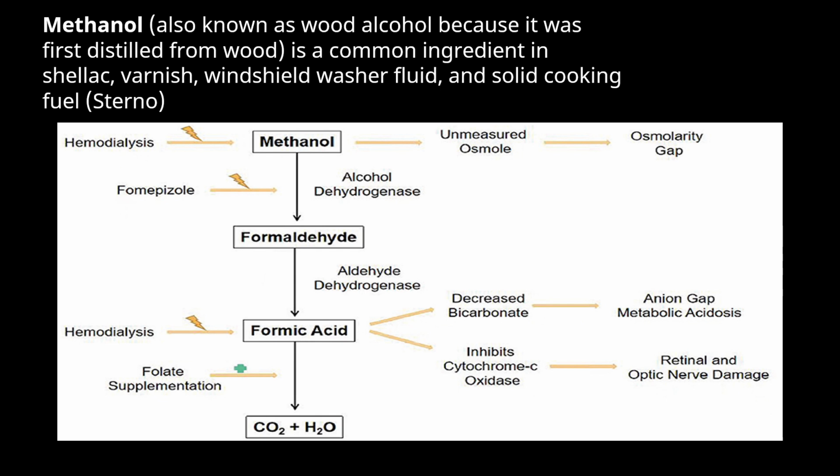About the treatment options available, methanol and formic acid are both removed by hemodialysis, and fomepizole can be used as an antidote, which inhibits alcohol dehydrogenase. Folate supplementation can also be given for the conversion of formic acid to carbon dioxide and water.